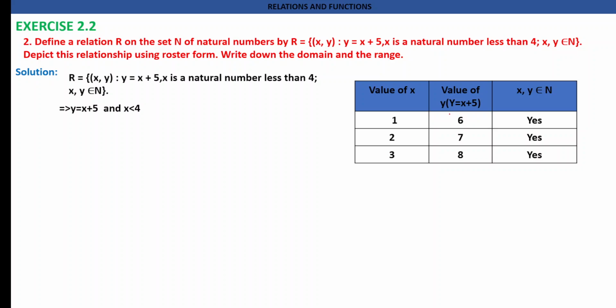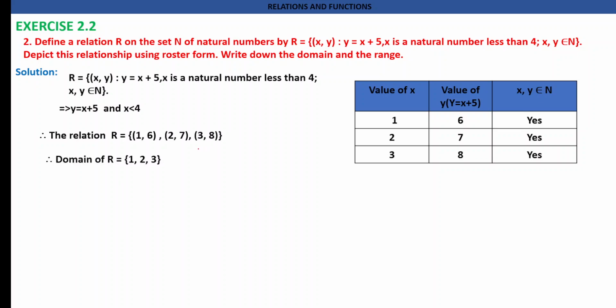What should be the y value? y is x + 5 as per the given relation. So 1 + 5 is 6. Next, 2 + 5 is 7. 3 + 5 is 8. Does 1 and 6 belong to natural numbers? Yes. 2 and 7, yes. 3 and 8, yes. Therefore, the relation R is the set of elements (1, 6), (2, 7) and (3, 8).